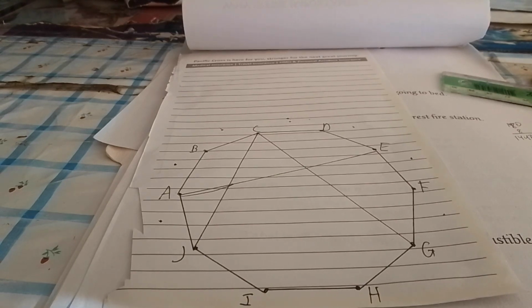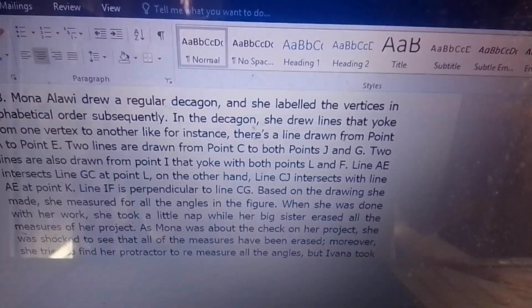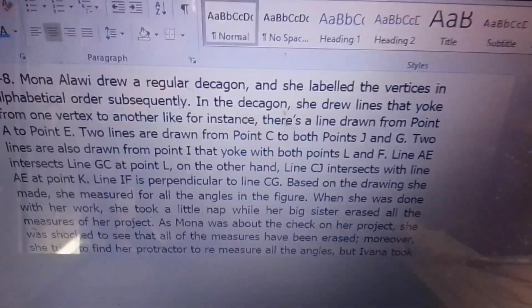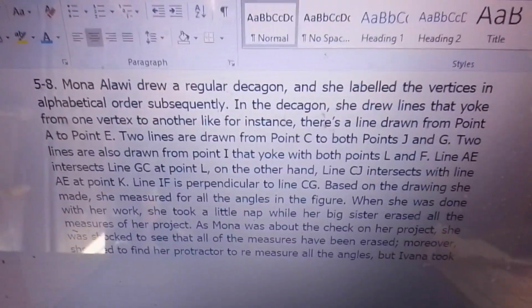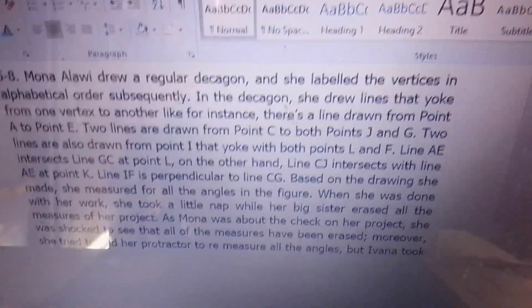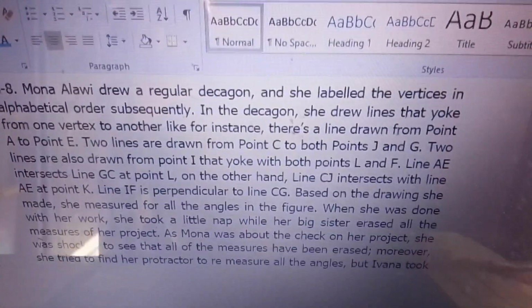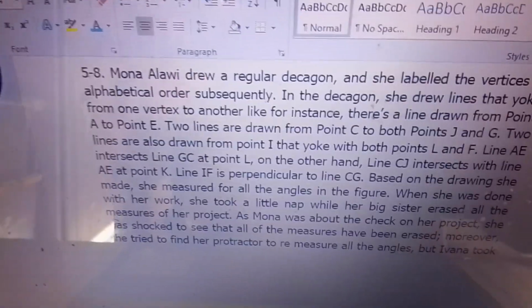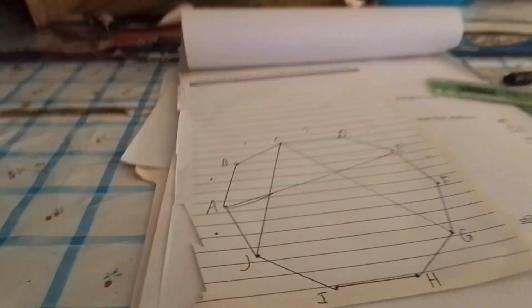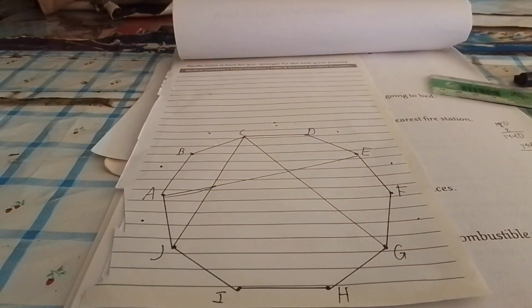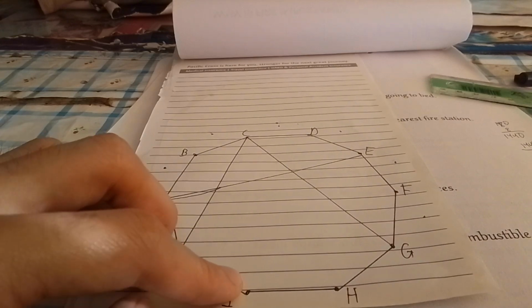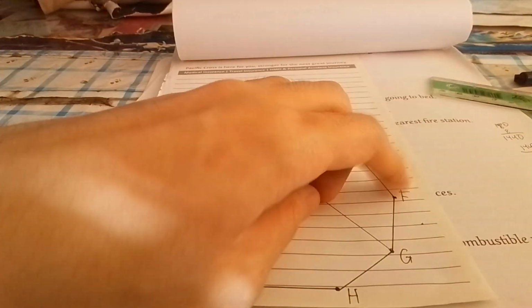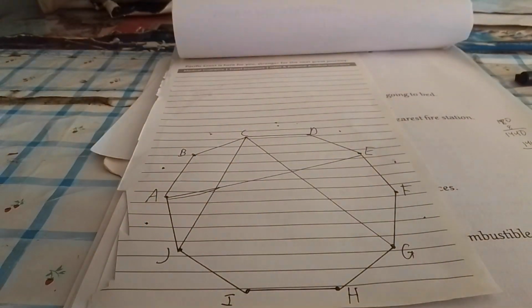Just like that. Is there more? Let's check the next instruction. Two lines are also joined from point I that join with both points L and F. So this is a bit tricky. Look at this. Two lines are drawn from point I, and then that join with both points L and F. Although we don't have point L. But here's another clue. It says that line AE intersects with line GC at point L. So, remember what the instruction says? Two lines are drawn from point I. Where's point I? Here it is. That joins with both points L and F. So, we know point F is obvious. Here it is. So this is where you have to draw the line. Like this.